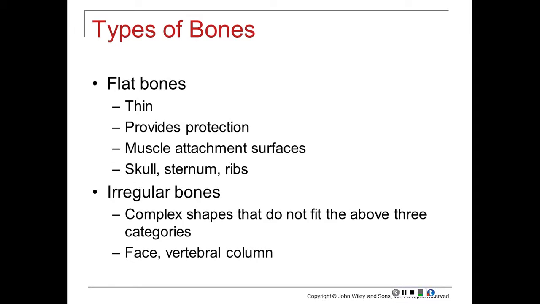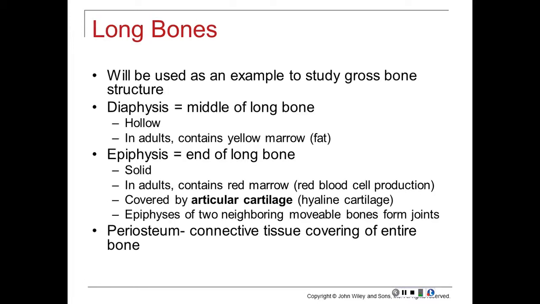There's also flat bones, like the bones of our skull and our sternum, as well as our ribs would be classified as flat bones. They're thin. They provide muscle attachment surfaces. And then there's irregular bones, like the bones of our face and the bones of our vertebral column, which have very complex shapes that don't fit into the other categories.